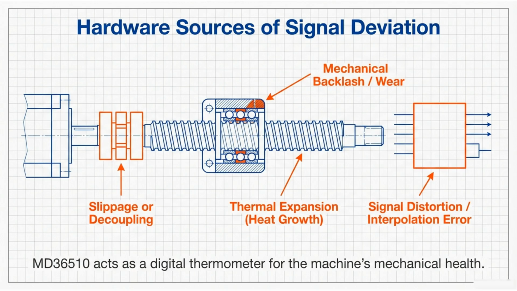Machine Data 36510 acts as a digital thermometer for the machine's mechanical health, detecting hardware sources of signal deviation, such as slippage, thermal expansion, mechanical backlash, wear, and signal distortion. These are all reflected in the difference between the two encoders.